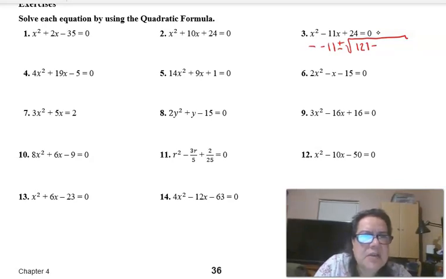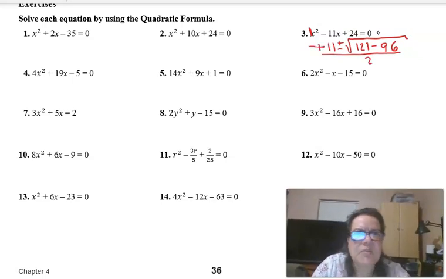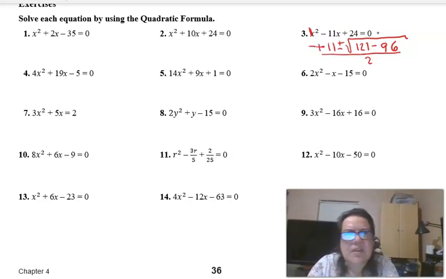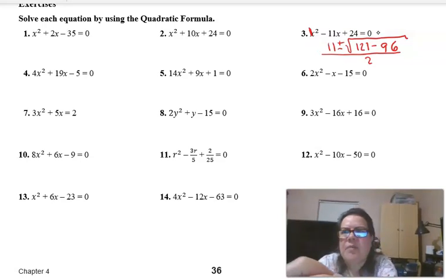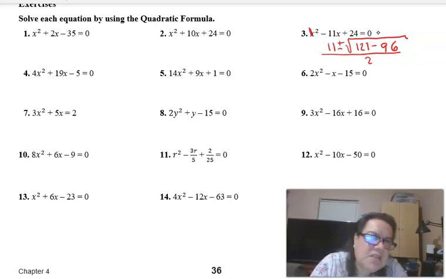So now let's see if I can do that all together. 4 times 1 is 4. And then 4 times 24, that's 16, carry the 1, 96. All divided by 2 times a, and a is 1, so this would be all divided by 2. This becomes a positive, so I'm going to get rid of it. Let's see if I can get my pencil eraser to activate. There we go. Because negative becomes positive, if I just write 11, it's understood.